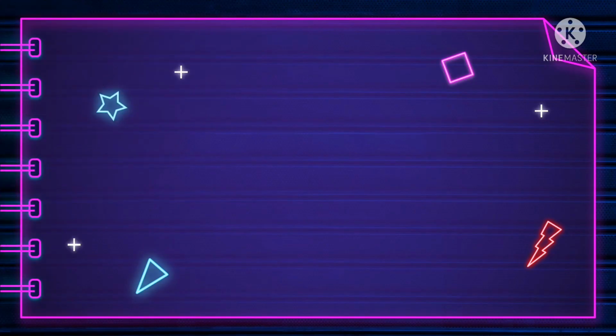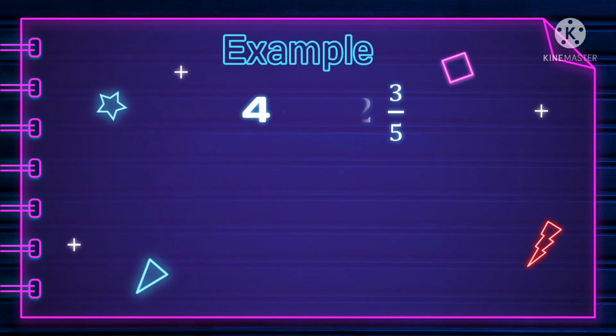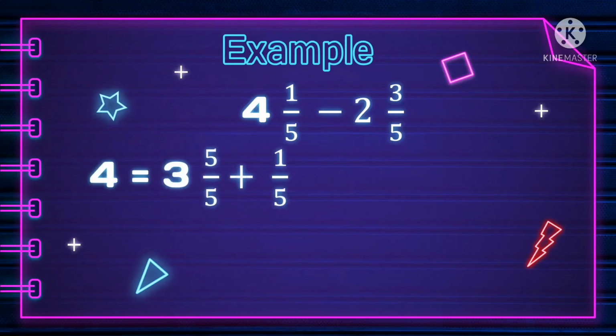Okay, so mag-try tayo ng example na kailangan nating mag-rename ng fraction. So, nagawa na natin siya kanina. Magbigay ulit tayo ng another example. So, we have 4 and 1/5 minus 2 and 3/5. So, they are similar fractions. So, kung papansinin nyo, ang ating minuend na 4 and 1/5, ang numerator na 1 ay mas maliit kumpara sa numerator ng ating subtrahend na 3. So, ang gagawin natin, we have to rename or regroup this minuend. So, yung 4, babawasan natin ng 1. Okay? So, magiging 3 and 5/5 na.